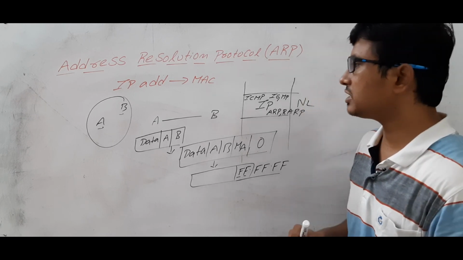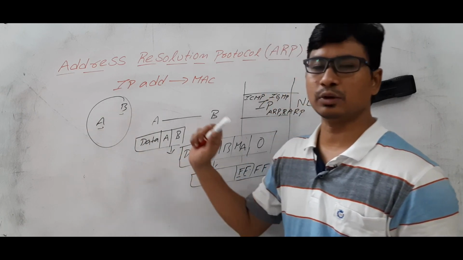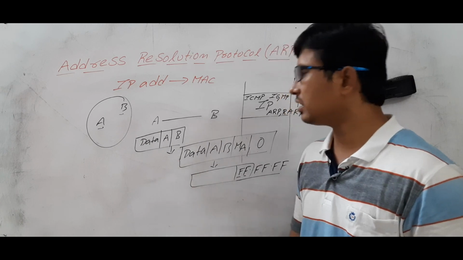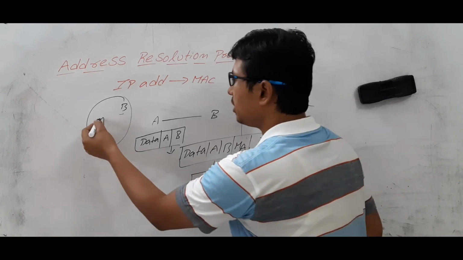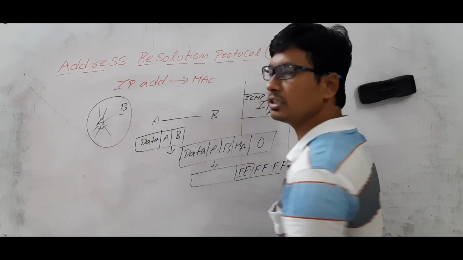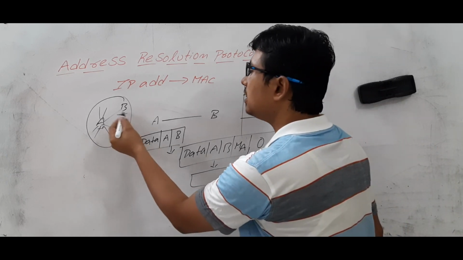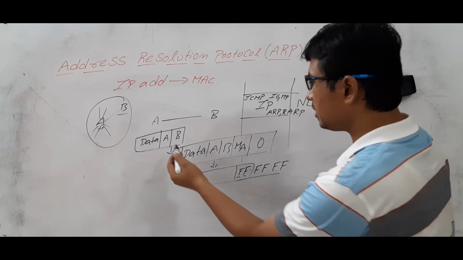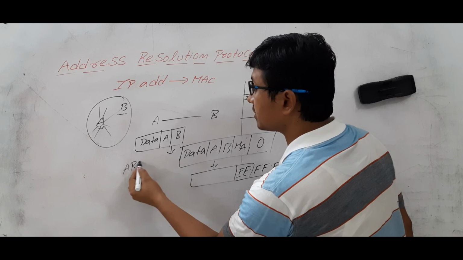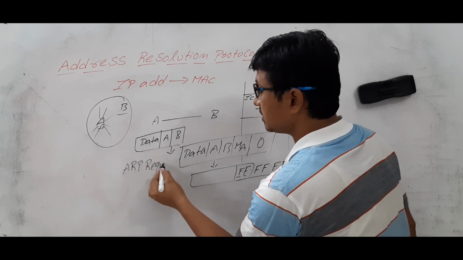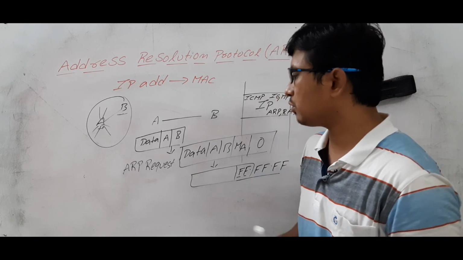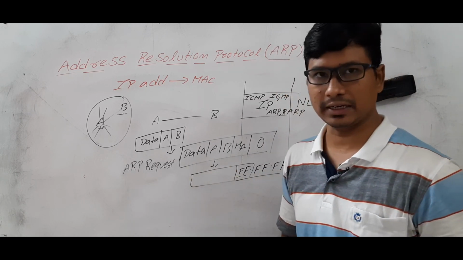So that information will be sent in the entire network. Am I right or wrong? Because you are doing the broadcasting at the data link layer. Now everyone will receive this packet, even B will receive this packet. Now B will send a reply. Whatever the sender is doing, we call it an ARP request, because sender A is requesting everyone. So that packet we call an ARP request packet.